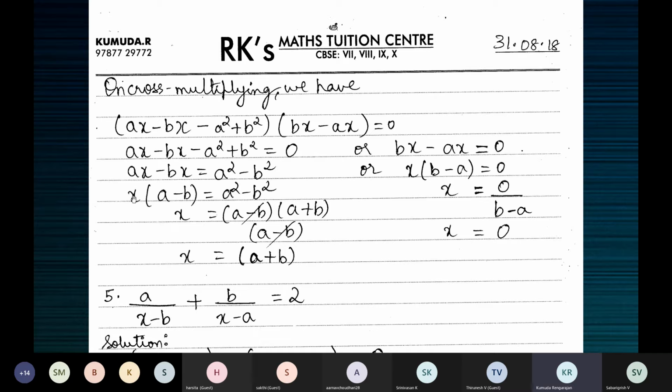Between these two, x is common. In the bracket, a minus b is equal to a square minus b square. So x is equal to (a square minus b square) by (a minus b). But this is (a plus b) into (a minus b). A minus b cancels and x is equal to a plus b.